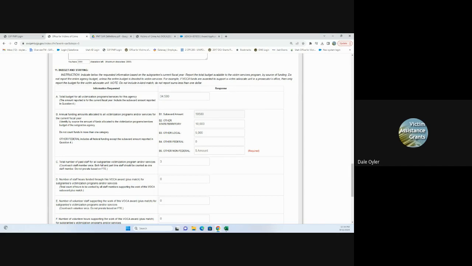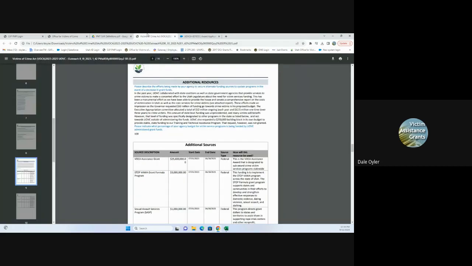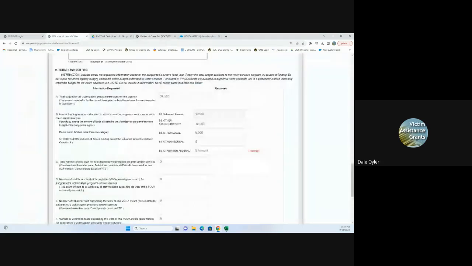Question 11 is a little bit more of a tricky section, because it's going to be asking for your total budget for all victimization programs and services for this agency. So it's not just going to be what you are awarded through VOCA. Whatever other money is going towards your program, which you should be able to refer back to your application. And I always like to look at the PDF version of your application, but this additional resources section that you guys filled out, you should have listed all of those things, and that's where you can get them from to enter into this section. So you would be adding it all up together.